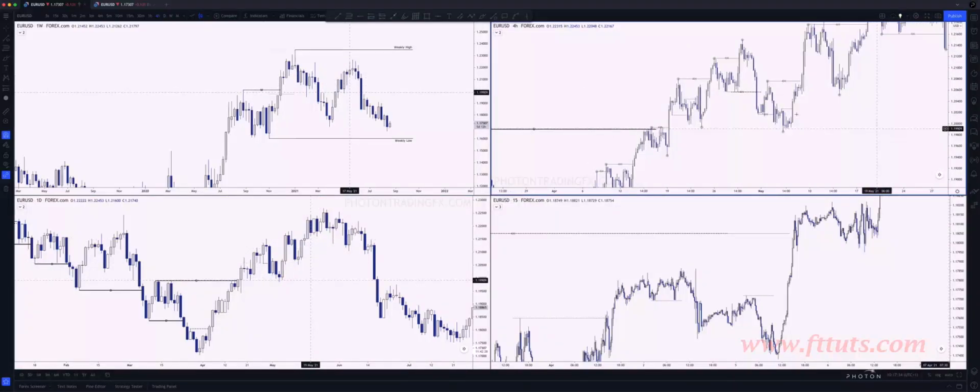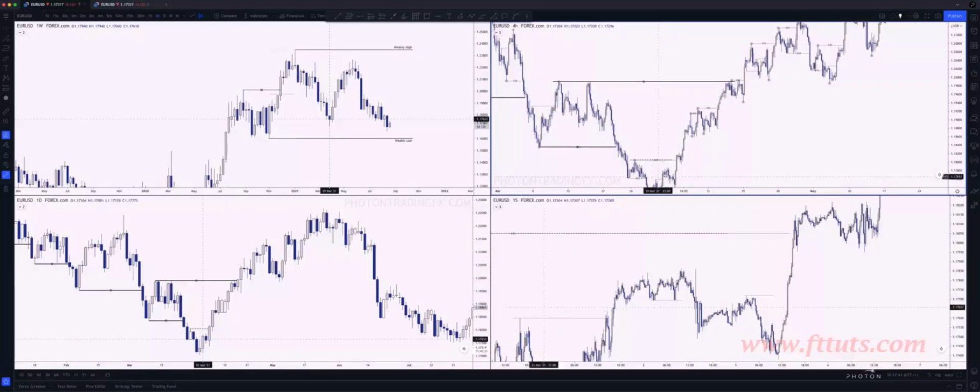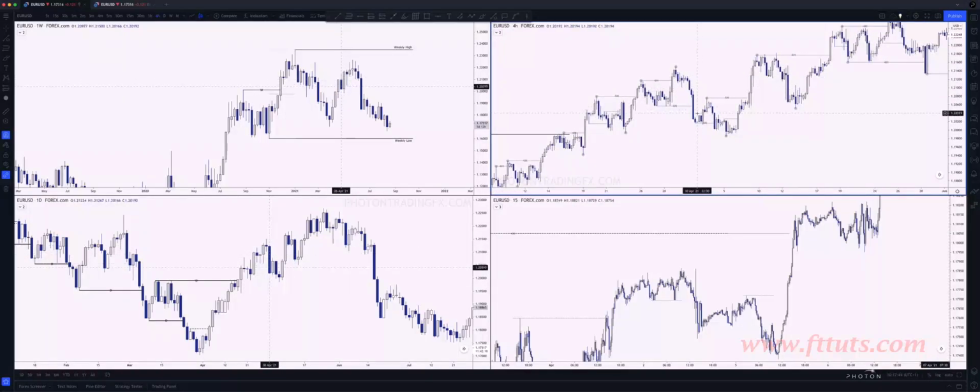If we zoom straight in over here, where we have the dotted line for the daily change of character, that is where we got that 4-hour bearish trend change. So after we had that huge daily move, we then get that 4-hour bearish trend change.